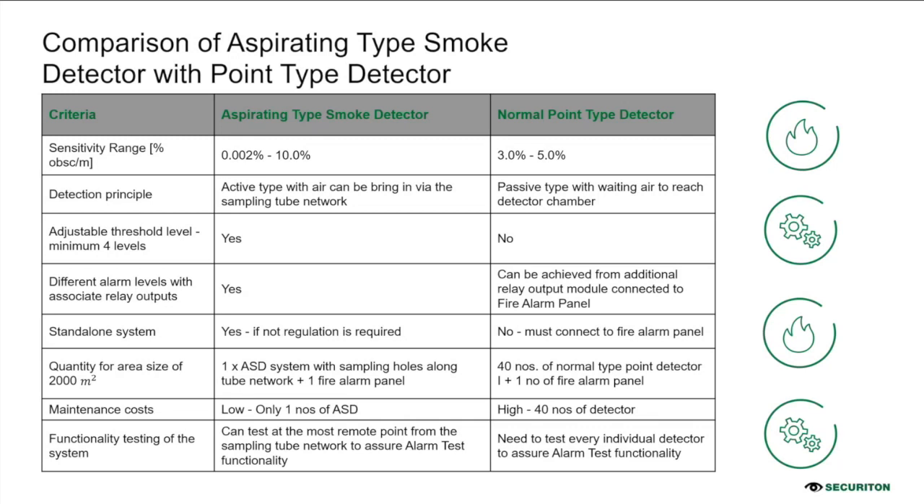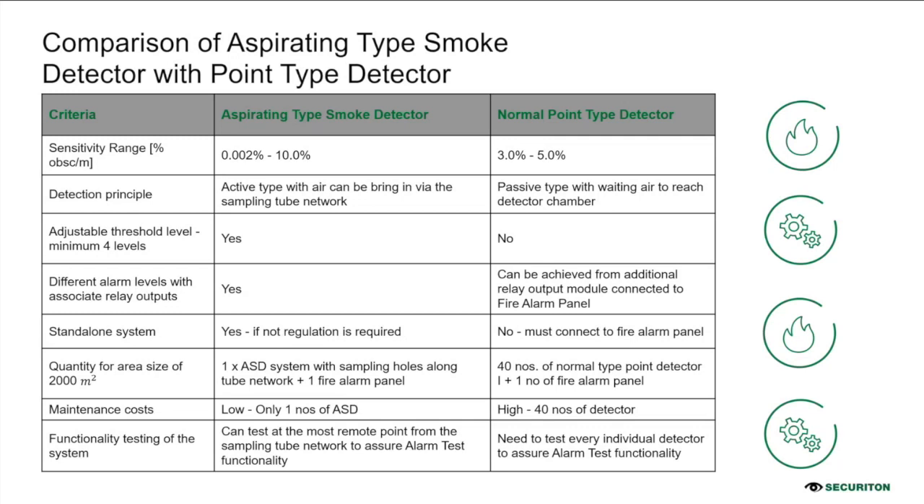In terms of adjustability, yes, an ASD is possible to have pre-alarm 1, 2, 3, and a main alarm. A point detector is not able to do this. And in terms of different levels, as I mentioned earlier, you might have alarm and alarm 2 in point type detectors, or pre-alarm and alarm. But in the case of ASD, you have pre-alarm 1, 2, 3, and you can differentiate these and utilize each as an alarm or as a pre-alarm.